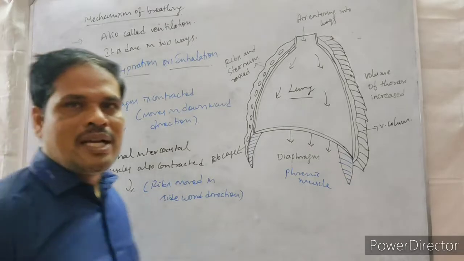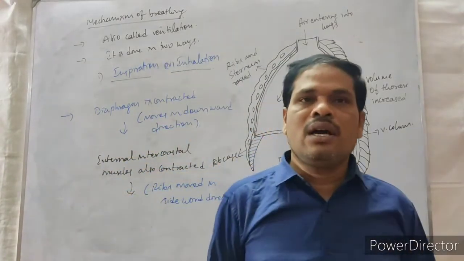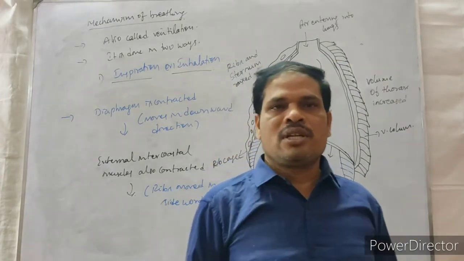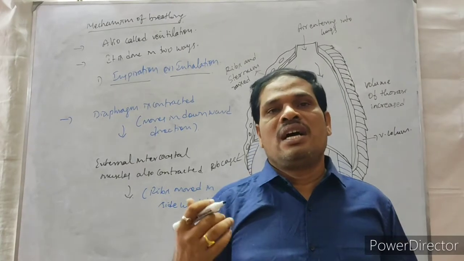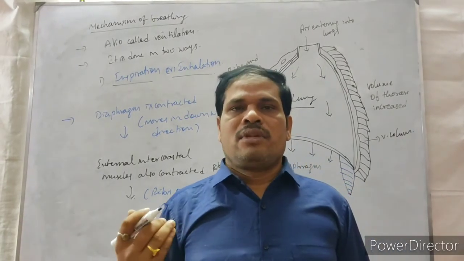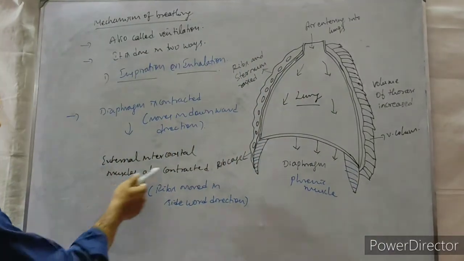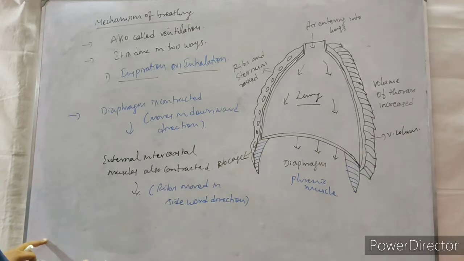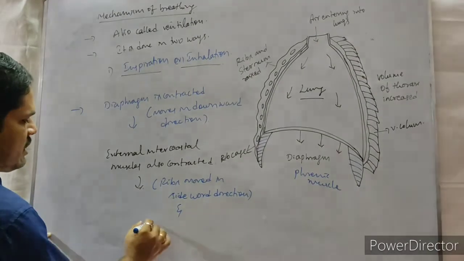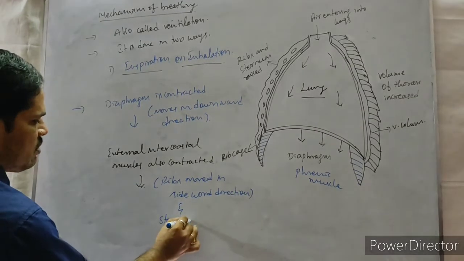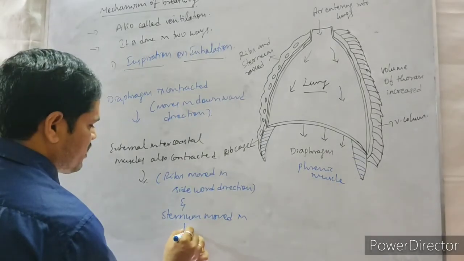The sternum moved in, what is that? Forward direction. That means the sternum is present on the ventral side and the vertebral column is present on the dorsal side. So the sternum moved in a forward direction and the ribs are moved in lateral directions. Due to the contraction of external intercostal muscles, the ribs moved in a sideward direction and the sternum moved in a forward direction.